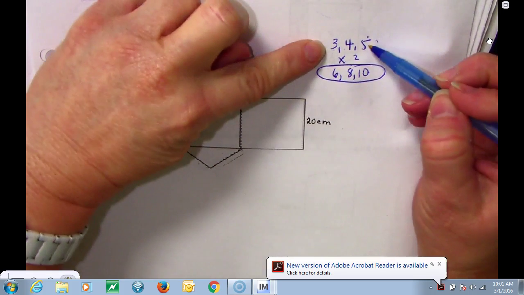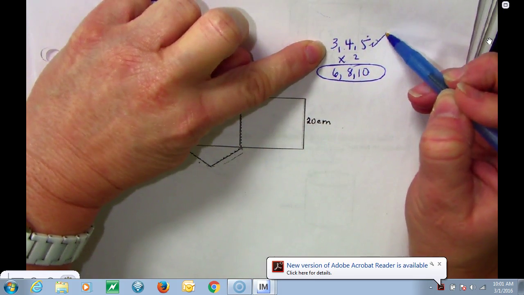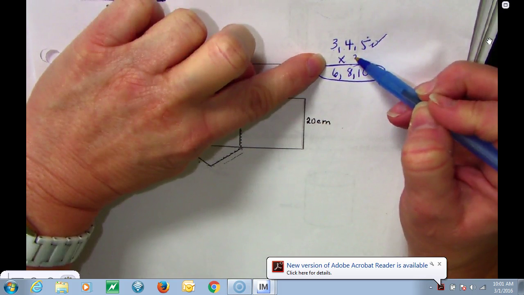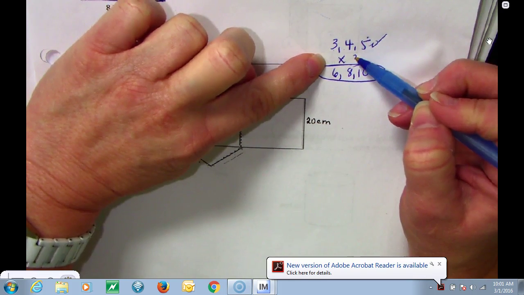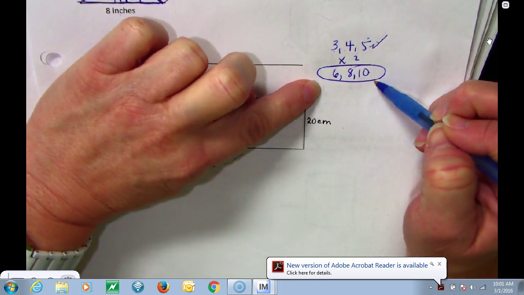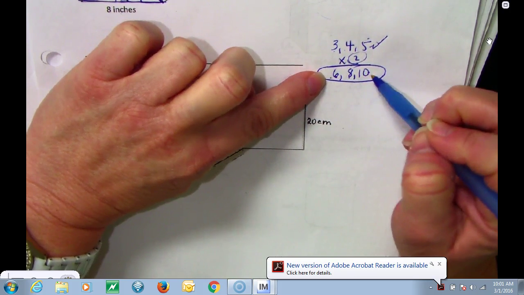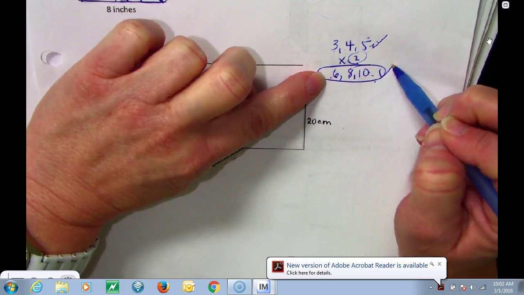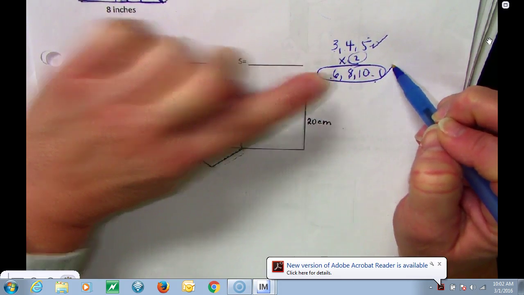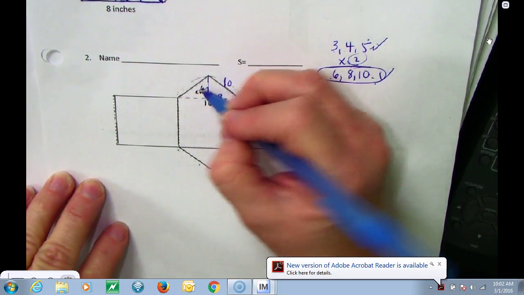But guys, if you take 3, 4, 5, which you know is a right triangle, and multiply all 3 sides by any number, you're going to get another right triangle. Well, if you multiply by 2, 6, 8, 10, that's also going to be a right triangle because the shape doesn't change. Okay, so 6, 8, 10.